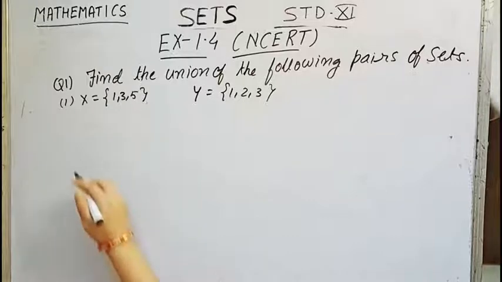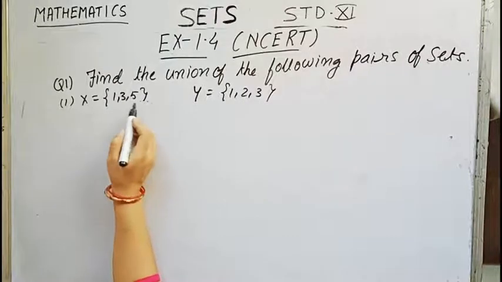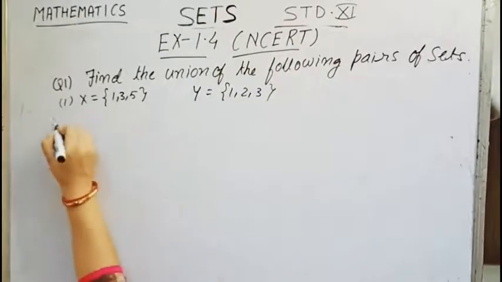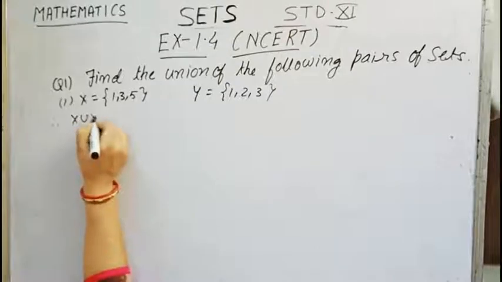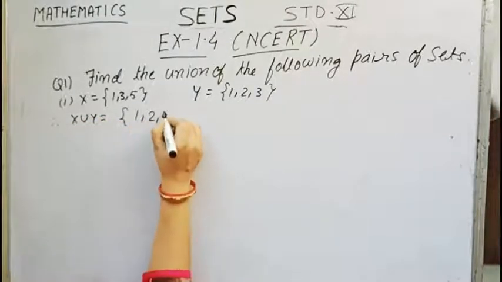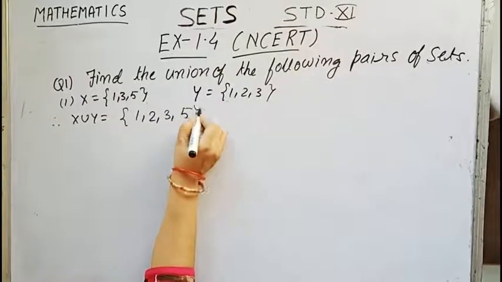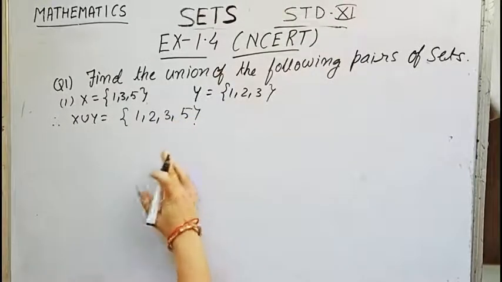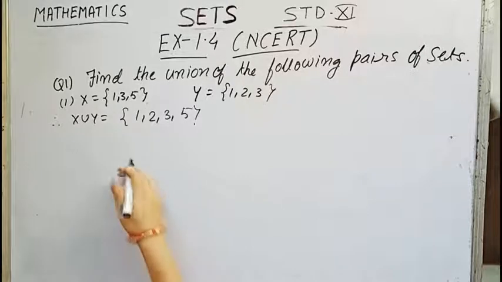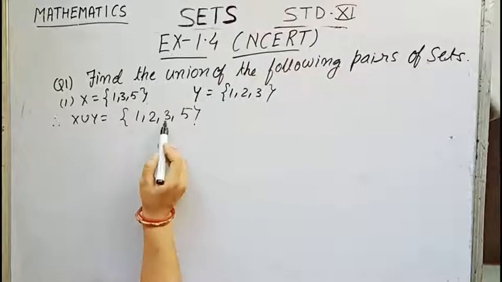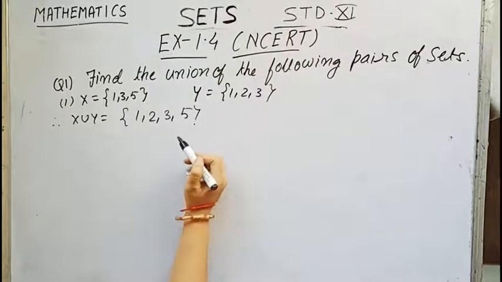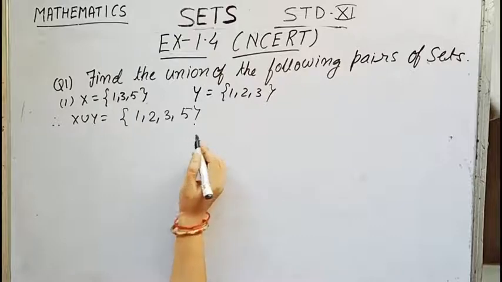Now question number 1, subpart number 1 is X equals the set containing 1, 3, 5 and Y equals the set containing 1, 2, 3. Therefore, X union Y equals the set containing 1, 2, 3 and 5. Union means the combination of all the elements of the sets. So we have 1, 3, 5 and 1, 2, 3. We have combined all the elements, but take care, don't repeat the elements.